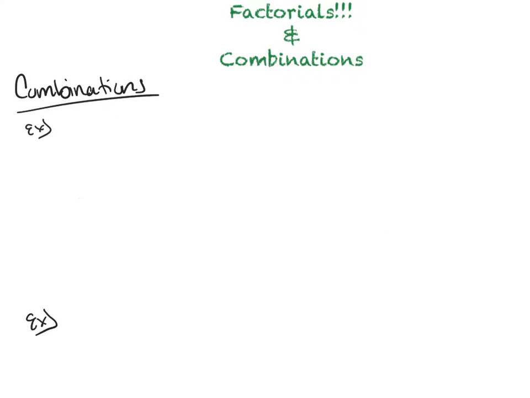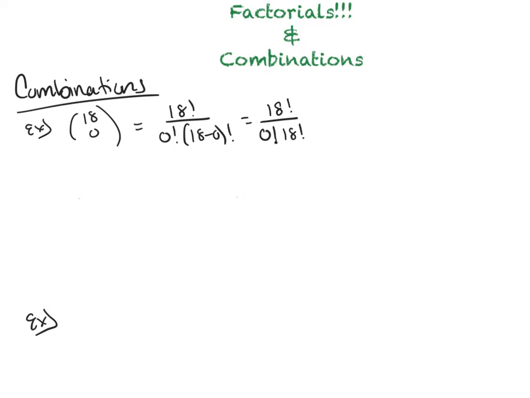Let's do a couple more. Okay, let's do 18 choose 0. So this is 18 factorial over 0 factorial. Remember, that's 1. Times 18 minus 0 factorial. Well, 18 minus 0 is 18, so this is 18 factorial over 0 factorial times 18 factorial. That entire thing cancels with the 18 factorial in the denominator. So we're left with 1 over 1, or just 1.